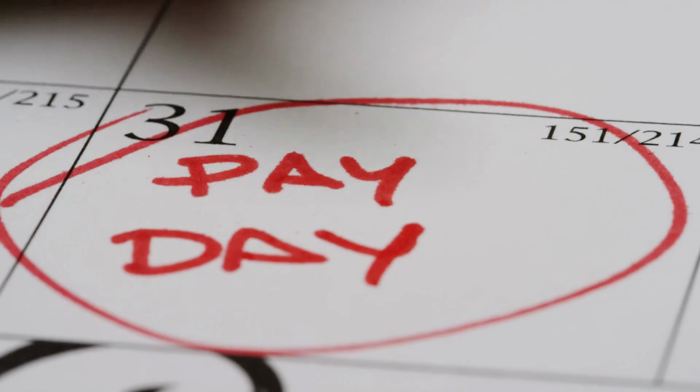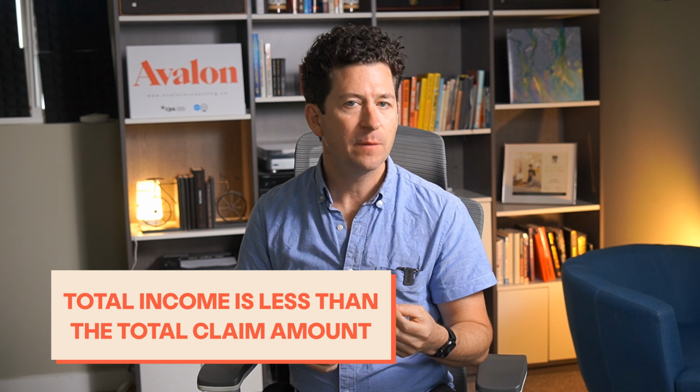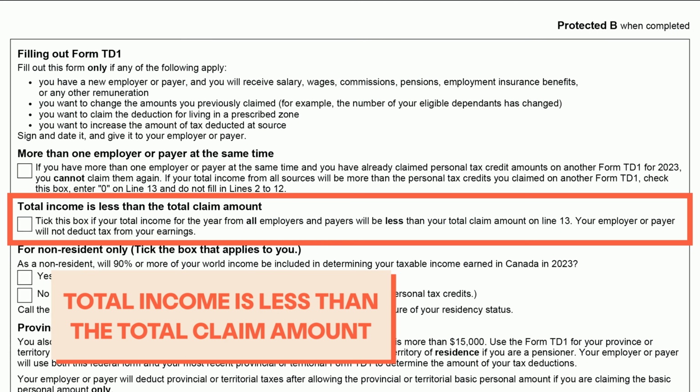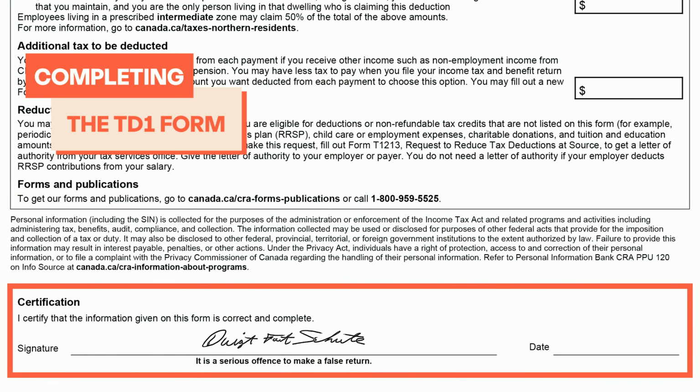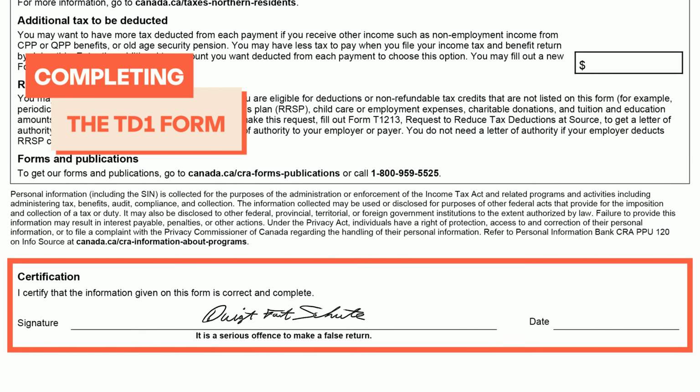If you expect that your combined income for the year from all sources will be less than your amount on line 13, you should tick the box on page 2 of the TD1 form that corresponds to this situation. By doing this, you are informing your employer or payer that they should not deduct any tax from your earnings. Once you've filled out the TD1 form, make sure to sign and date it and then give it to your employer or whoever is paying you.